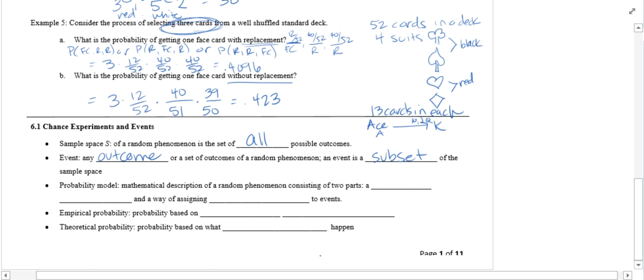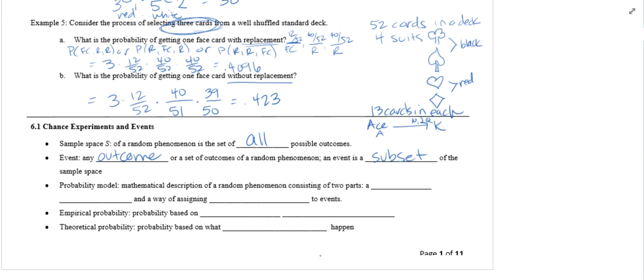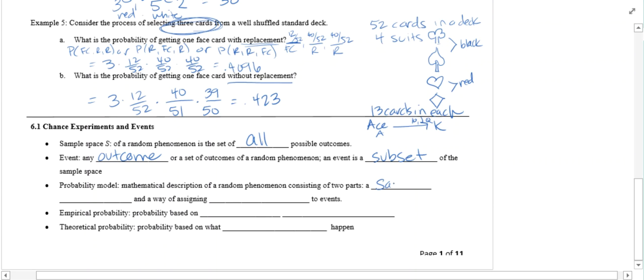The probability model is a mathematical description of a random phenomenon consisting of 2 parts, a sample space, S, it's a capital S, and a way of assigning probabilities to events. Okay, there's 2 types of probability. Empirical probability is the probability based on actual observation. And theoretical probability is probability based on what should happen.